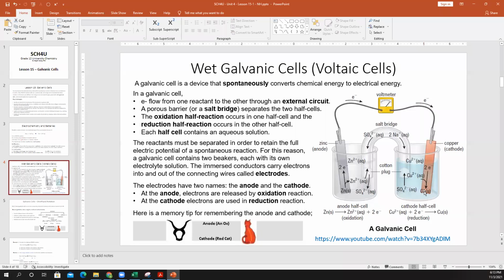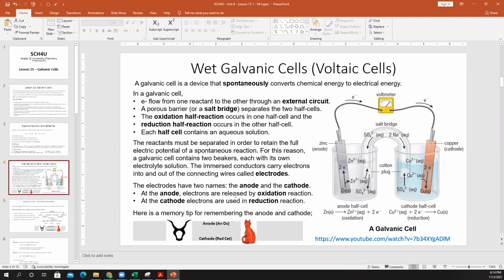For this reason, we know that the galvanic cell is made up of 2 beakers, each with its own electrolyte solution. In this case, the electrolyte solution is zinc sulfate, and in this case, it is copper sulfate. Then these immersed conductors carry the electrons into and out of the connected wires, and these ends are called the electrodes. The electrodes are given 2 special names. One is called the anode, and one is called the cathode.